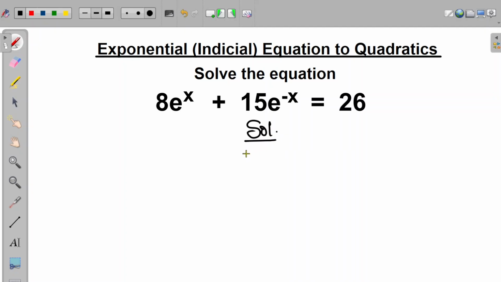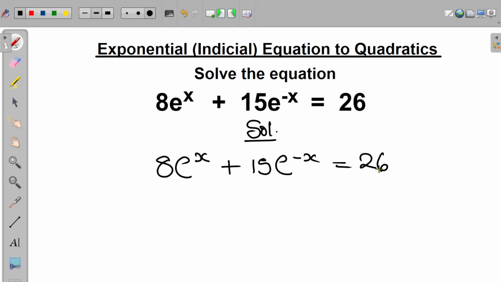In this video, we are asked to solve the equation 8 multiplied by e to the power of x plus 15 multiplied by e to the power of negative x equal to 26. So we have that 8 multiplied by e to the power of x plus 15 multiplied by e to the power of negative x equal to 26.